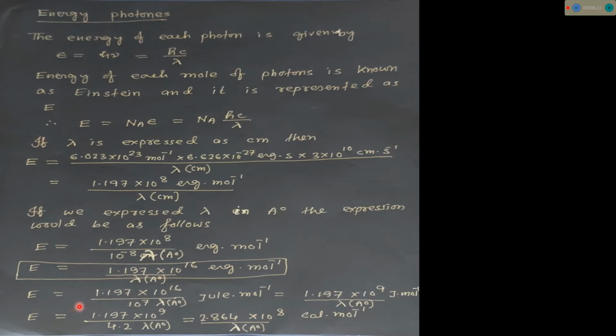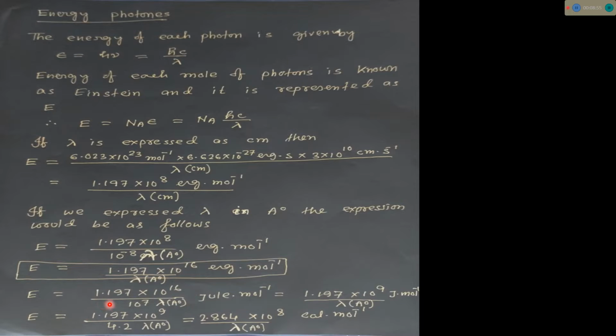Now if we want this expression in joule per mole, we just have to divide this whole expression by 10 to the power 7, then it becomes 1.197 into 10 to the power 9 joule per mole. In this expression also lambda is in angstrom unit. If any question mentions lambda as angstrom, we just put the angstrom value here.